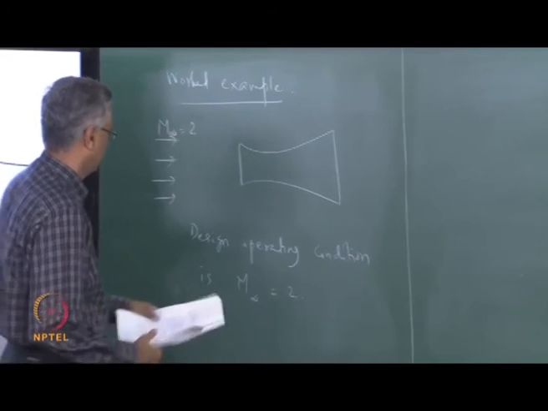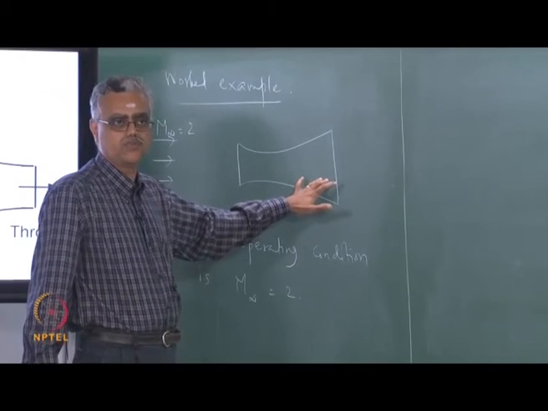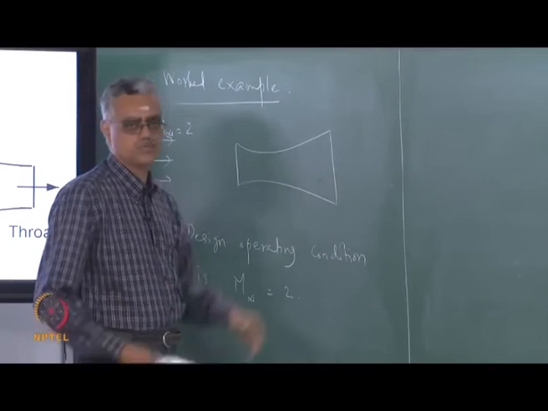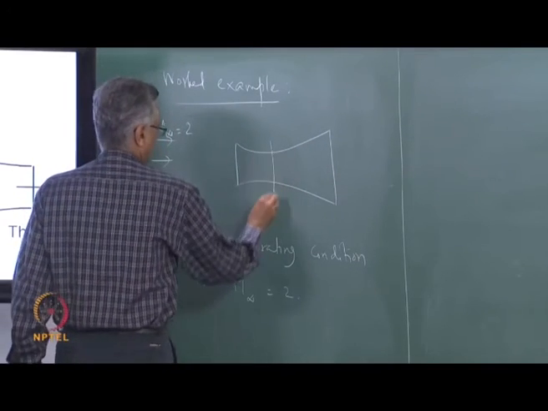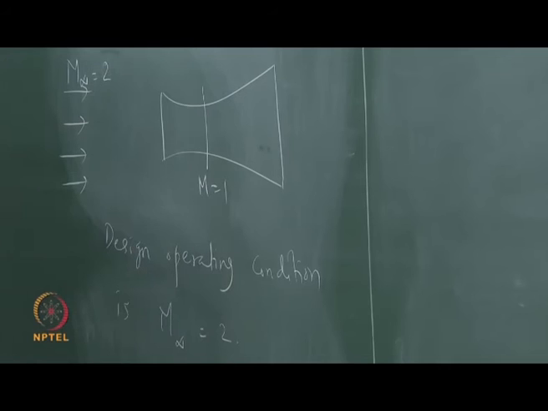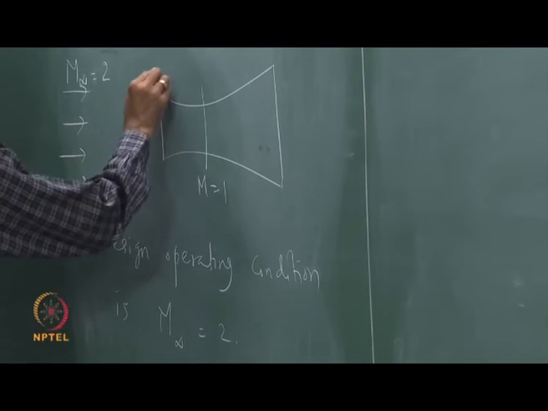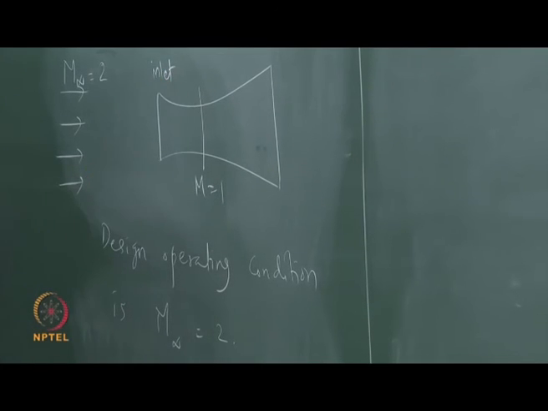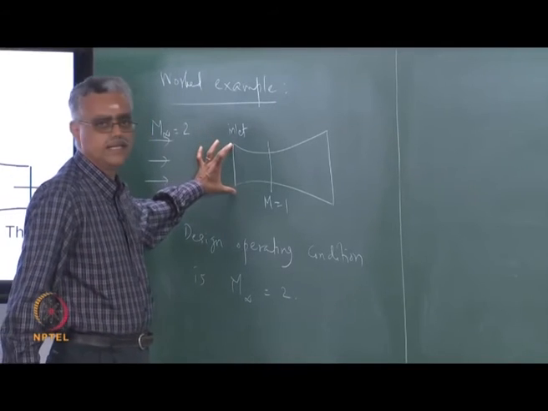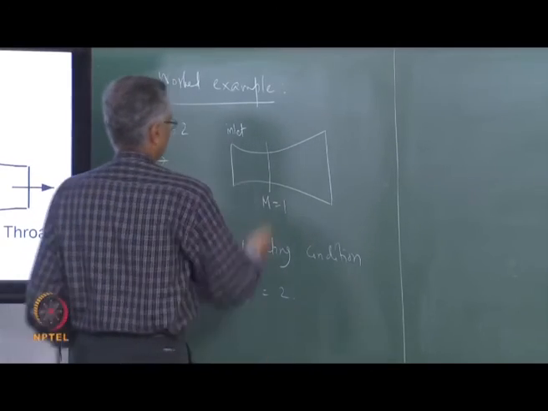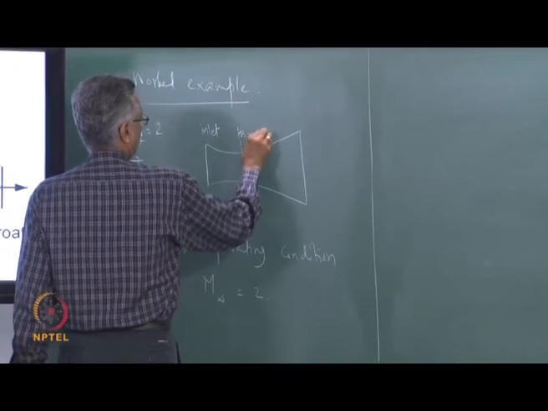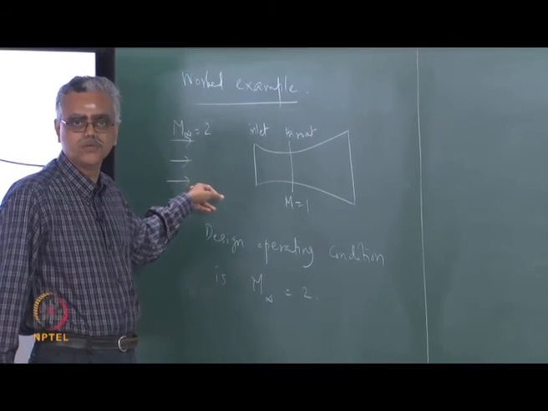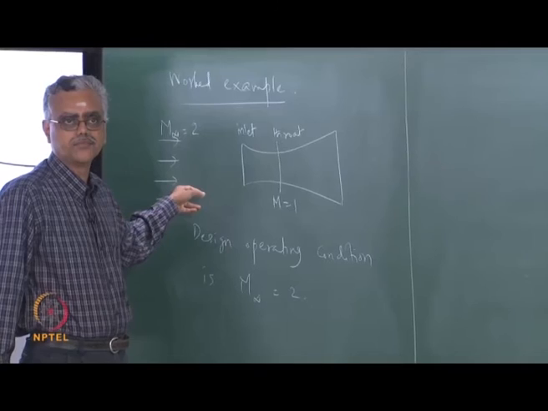So when the free stream Mach number is 2, the flow is completely shock free, and it goes from a supersonic Mach number to a subsonic Mach number, with the Mach number at the throat being equal to 1, okay. So terminology, this is called the inlet, okay. So this is the inlet area and this is the throat, and this is the free stream. All free stream conditions will be denoted with the subscript m infinity.